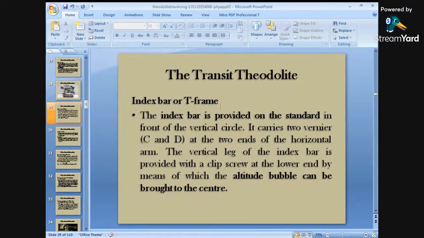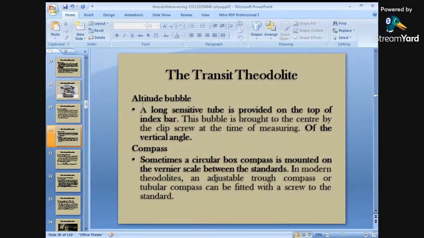Then there is the index bar or T-frame. The index bar is provided on the standard in front of the vertical circle. It carries two verniers at the two ends of the horizontal arm. The vertical leg of the index bar is provided with a clip screw at the lower end, by means of which the altitude bubble can be brought to the center. After that, there is the altitude bubble. A long sensitive tube is provided on the top of the index bar. This bubble is brought to the center by the clip screw at the time of measuring the vertical angle. So while measuring a vertical angle, you will have to adjust the altitude bubble.